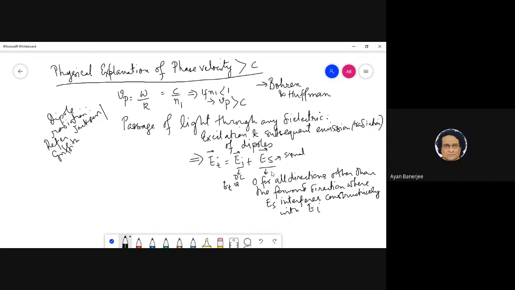Maybe this arrow is a bit misleading, so I should not put this arrow here. What I want to say is that the transmitted part is highest in the forward direction where you have constructive interference. In other directions, this and this destructively interfere, so that finally you do not have any transmitted light.